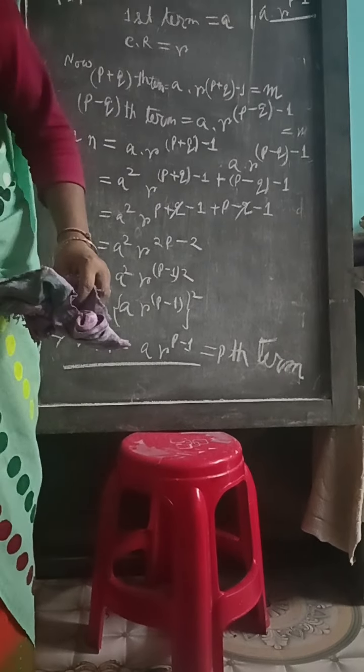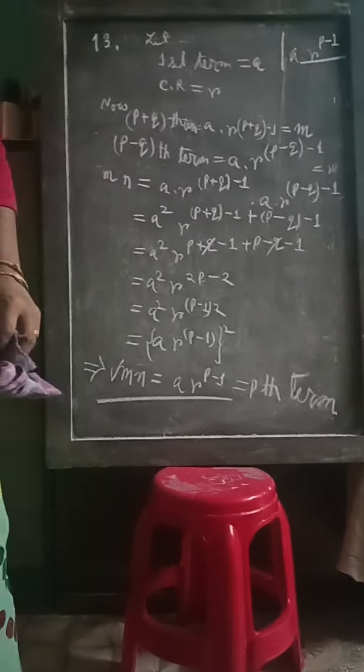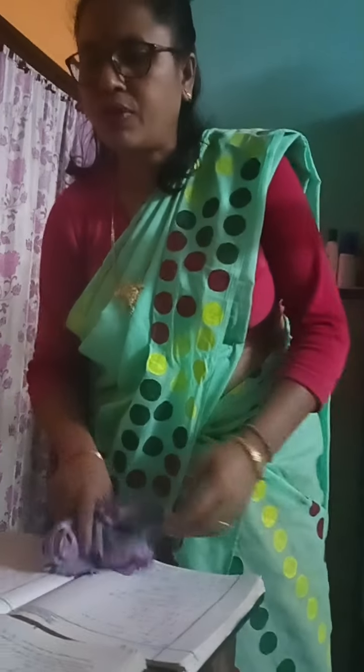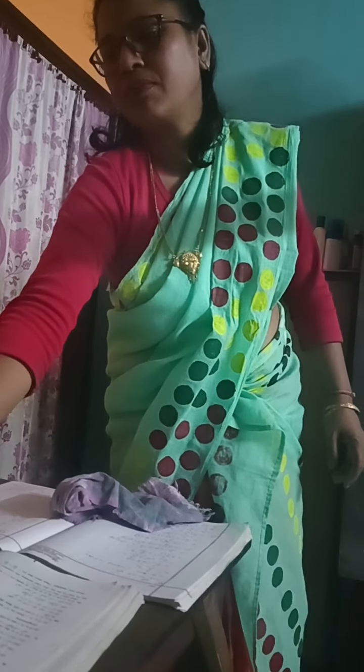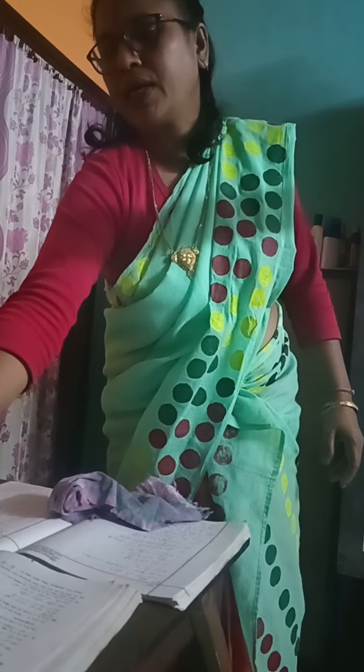Then we have to find out question number 14. The product of 8 geometric means between 8 and 1 by 64 is P. Again, G is the GM between 8 and 1 by 64. Then to show that P is equal to G to the power 8.